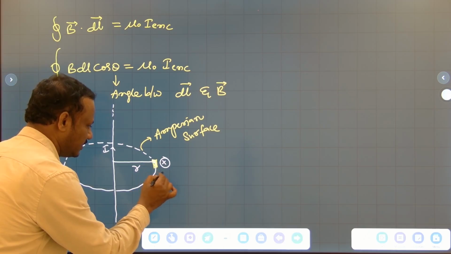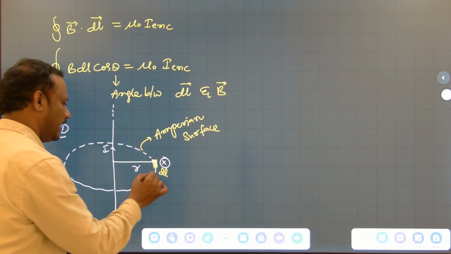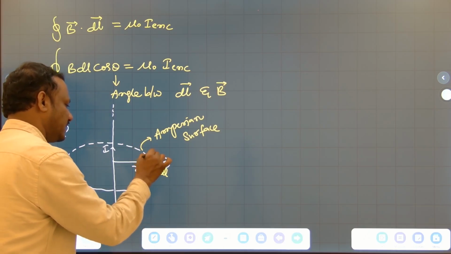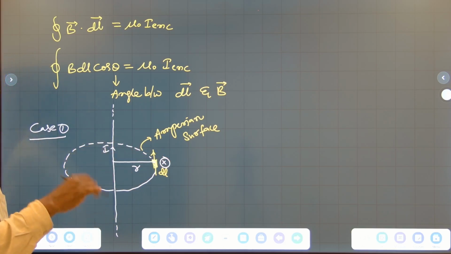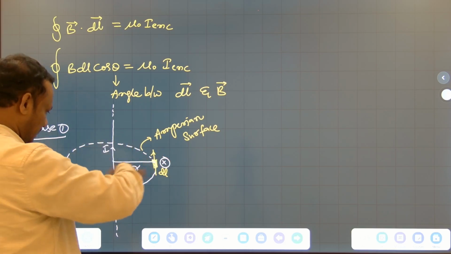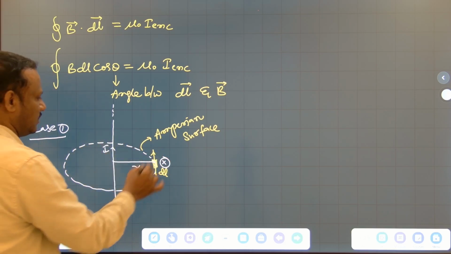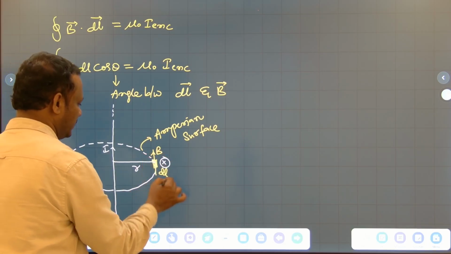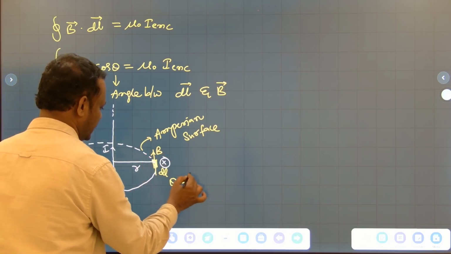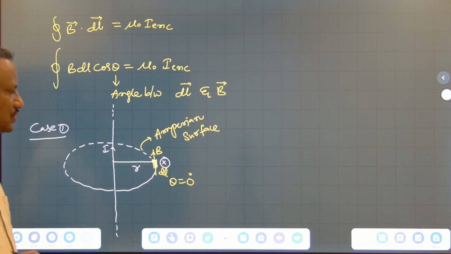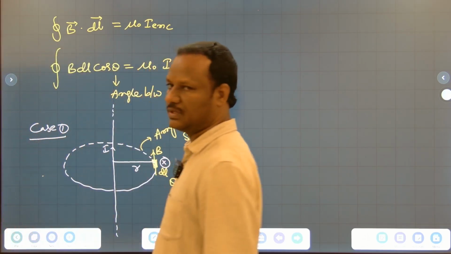So what is the length element? It's a dl. Okay, and next one, the magnetic field is what? It's a tangent drawn to the surface. Circle around this one, tangent drawn, that gives B. What is the angle between these two? Theta is equal to 0 degrees. So I want to find the magnetic field at this point using the formula.